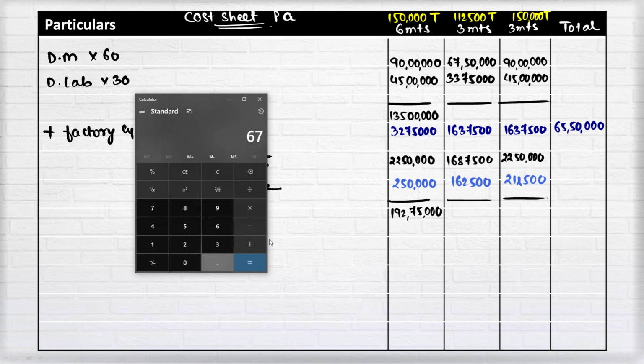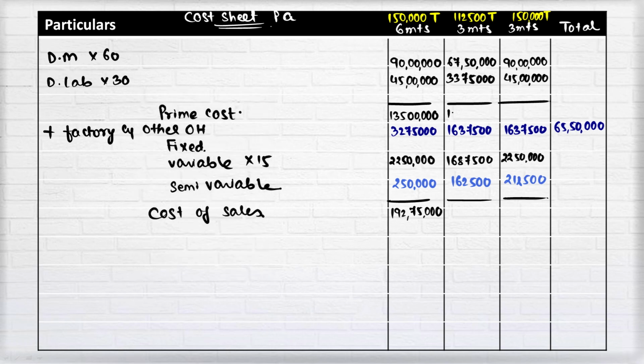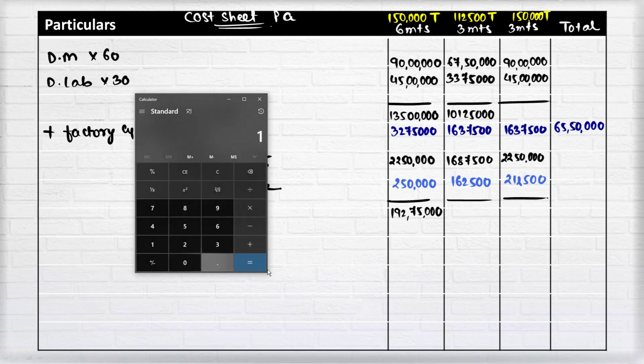Prime cost will be 67 lakh 50,000 plus 33 lakh 75,000. It is 101 lakh 25,000. 101 lakh 25,000 plus 16 lakh 37,500 plus 16 lakh 87,500 plus 1 lakh 62,500 is equal to 136 lakh 125,000.